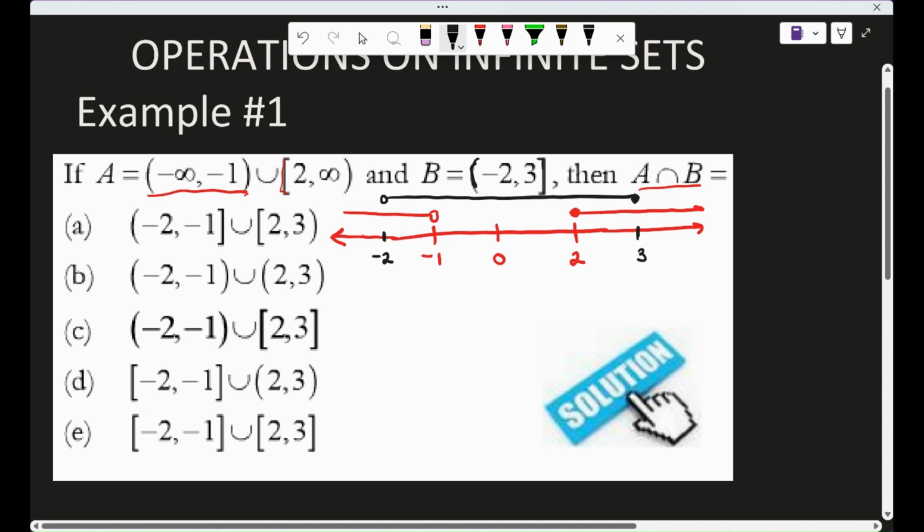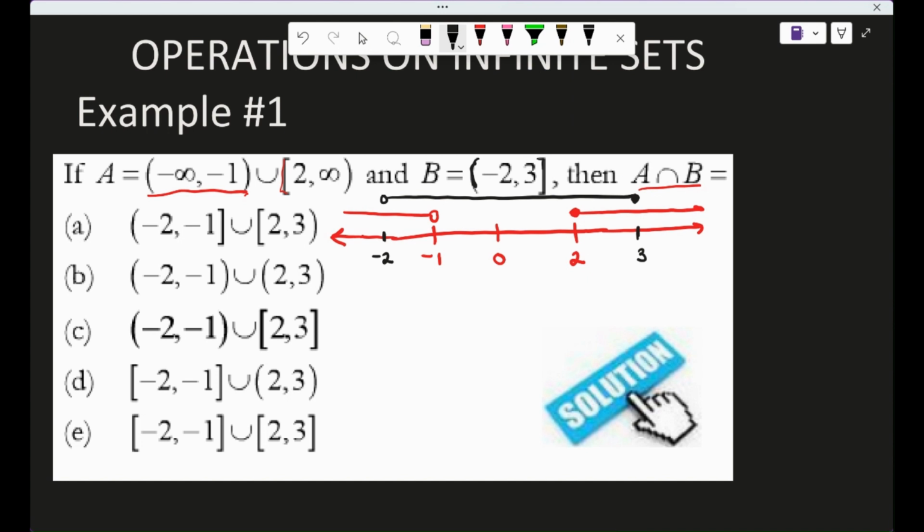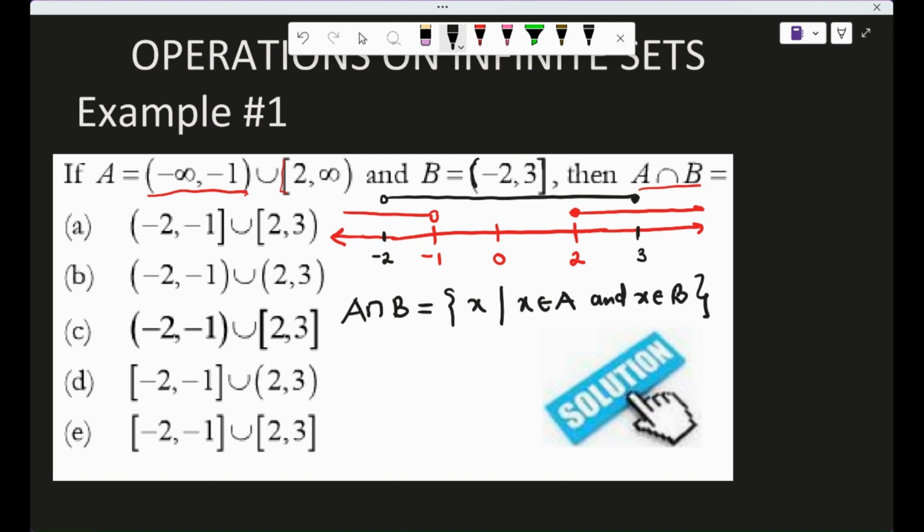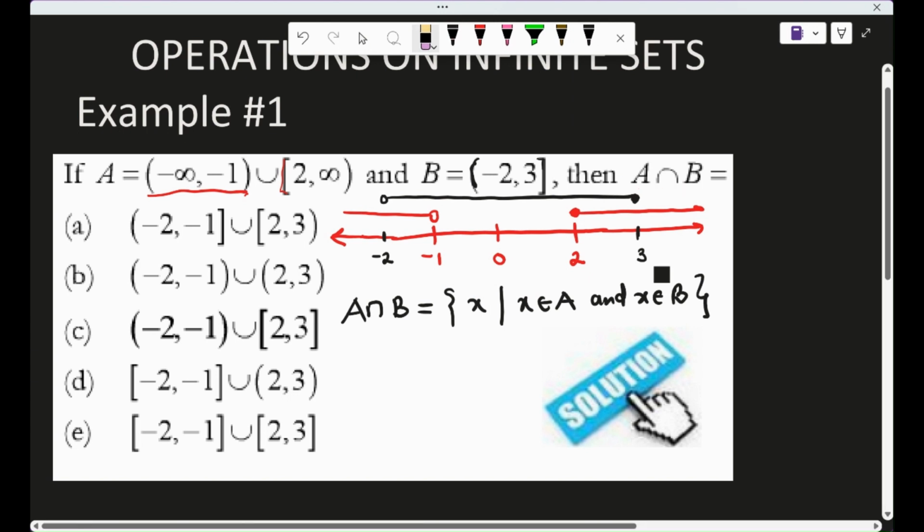All right. Now we are looking for the intersection. Remember, what is A intersection B? We discussed this before. It's every element x such that x is in A and x is in B. In other words, we take what is common. So we're going to look at the area that is common, where there is an intersection. So let me remove this one.